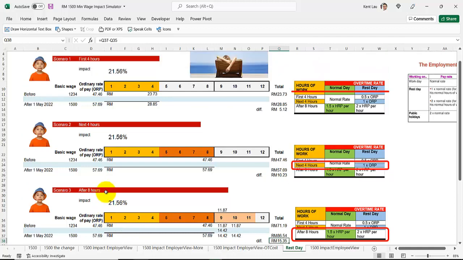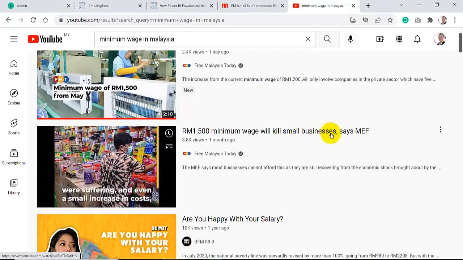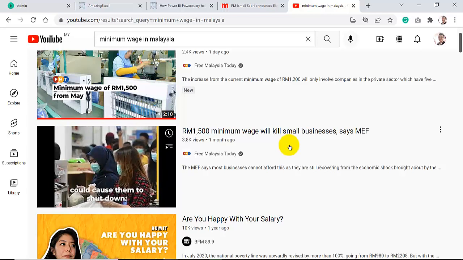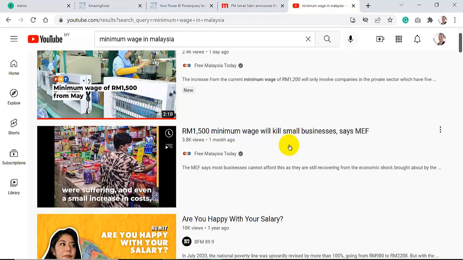Hopefully this helps you to understand how it impacts the Malaysian small SME industry. Is it really what the MEF says, that it will kill the small businesses with 1,500? I leave it to you for your judgment.